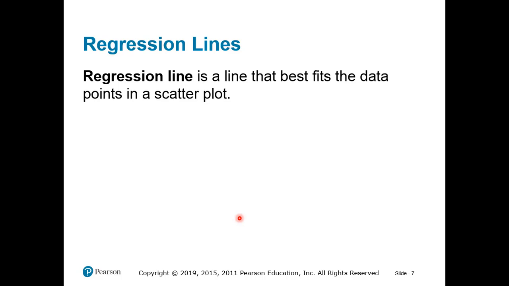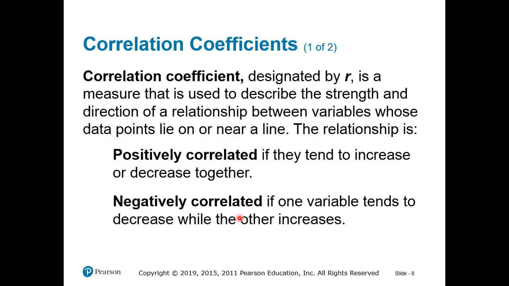So now, regression line. A regression line is a line that best fits the data points in a scatter plot. There are many different lines we could draw, but we want the best fit line. So how do we get the best fit line? Well, one way of doing it is using the least squares regression line, but we'll get there in a moment.